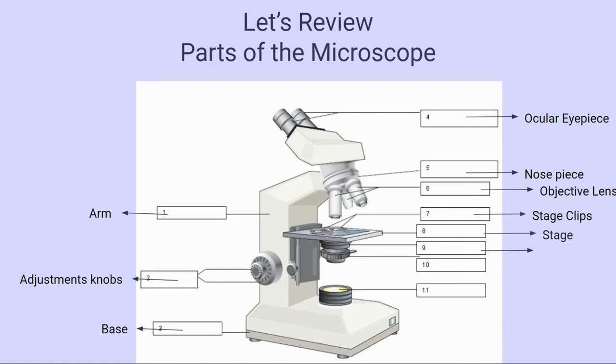Here we have our stage clips and our stage. Our stage clips are what holds down the slide, and the stage is what the slide essentially sits on. Okay, and the stage is the part that moves up and down from the coarse knob adjustment. Then we have the condenser and the diaphragm. You guys learned in grade 8 that it was just called the diaphragm, which is fine. Essentially, it tells us how much light we're allowing in to view the slide with. And then last but not least is the lamp. So if you could add these into your notes, that'd be really great, as we are going to review the parts of the microscope in a drawing quiz.